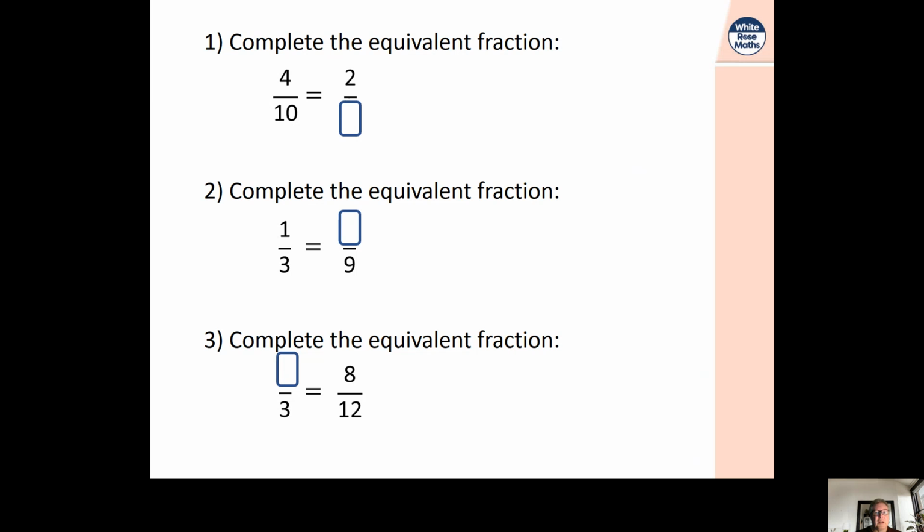So after pausing for a short while, maybe using your fraction wall if you were able to print it, or a mathematical strategy. So if you look at the first question there, just pick up a pen, we have here 4/10. Now simplifying it, 4 divided by 2 is 2. What do we do to the denominator? That's correct, divided by 2. So 10 divided by 2 is 5.